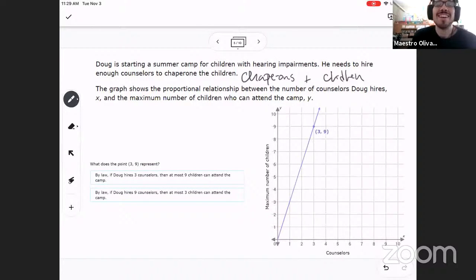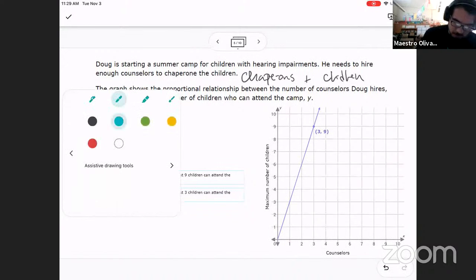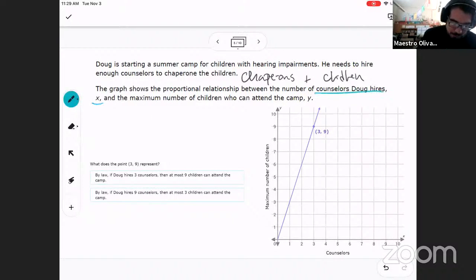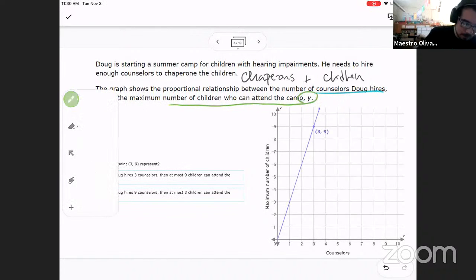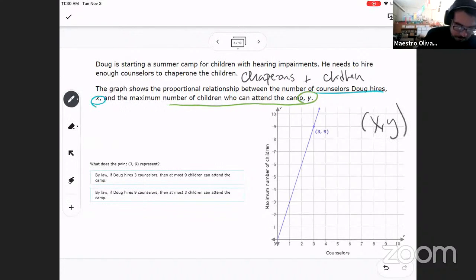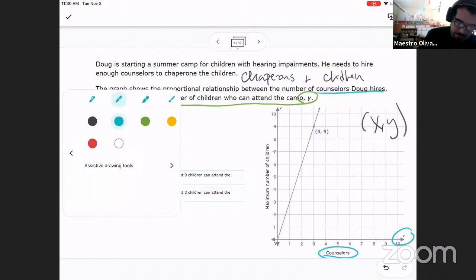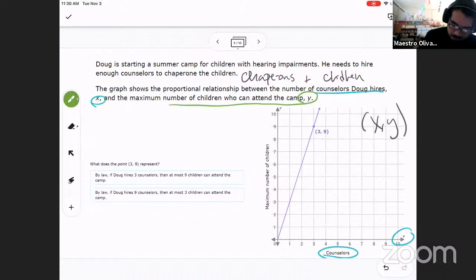So the graph shows a proportional relationship between the number of counselors Doug hires, let's let that be X, and the maximum number of children who can attend the camp. That's Y. Again, it's X comma Y. X represents the number of counselors, and Y represents the number of children.